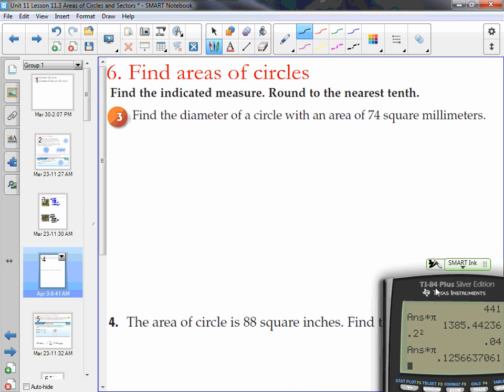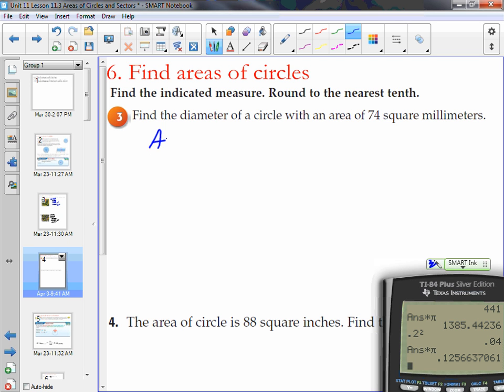All right, number 3. Find the indicated measure, round to the nearest 10. So we're supposed to find the diameter of a circle that has an area of 74 square millimeters. Like we did with the other area formulas, it's a little more interesting when they tell you what the area is and they ask you for one of the other measures. The only other measure they can ask us for is the radius. Oh, wait, they ask for diameter. Yeah, because once you get the radius, it's easy to get the diameter. So all of these are going to work out just about the same.